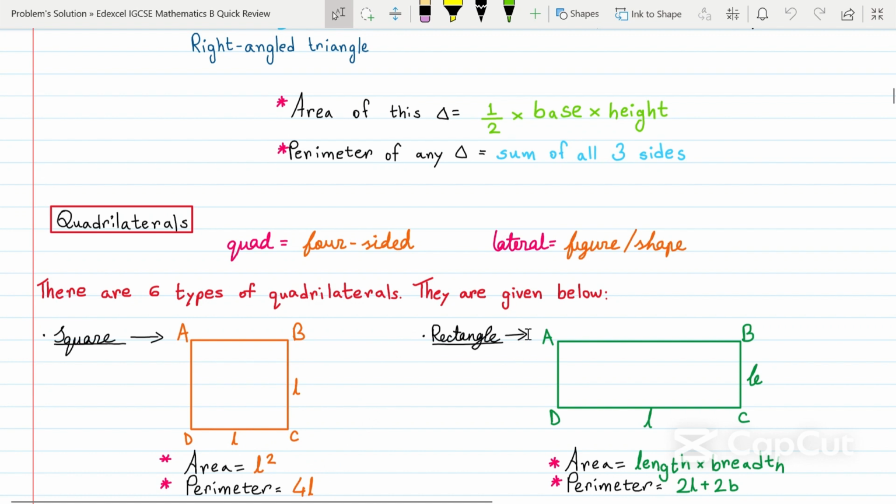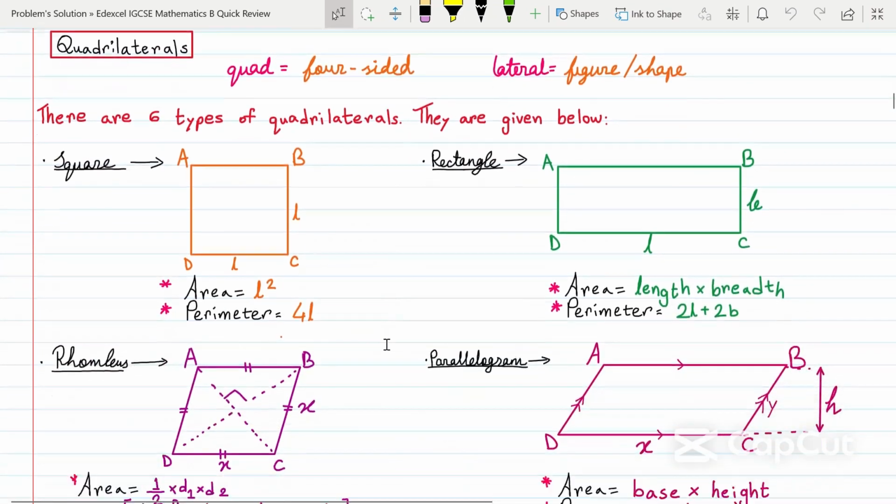The second we have is the rectangle. So this is the rectangle. We have also seen this from childhood, and this is quite similar to a square, but not all sides are of equal length. AB and DC are of equal length, and AD and BC are also of equal length. Therefore, the area of a rectangle equals length into breadth, here L into B, and the perimeter equals double L plus double B.